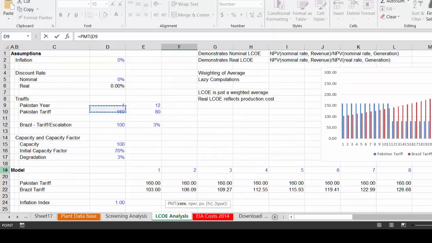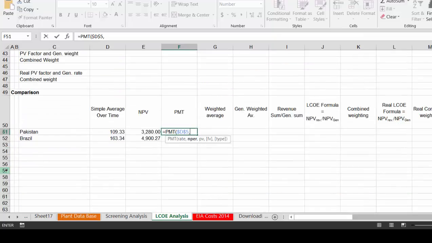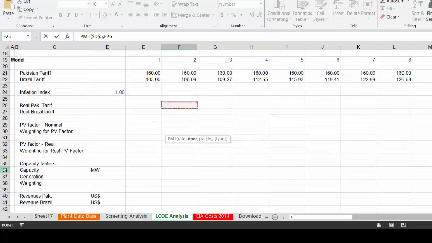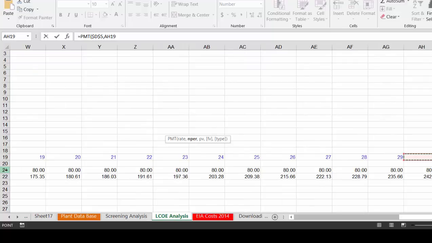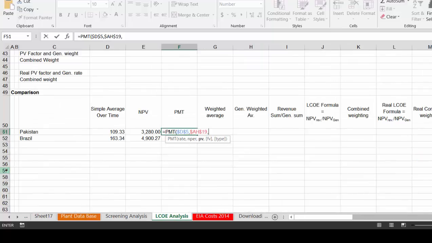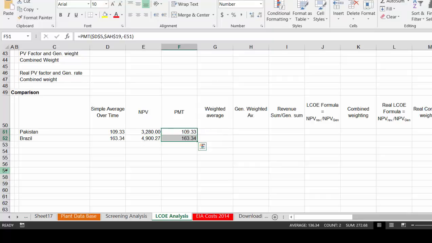discount rate, nominal discount rate, F4, and then how many periods do we have? We have 30 periods, F4, and then we put a minus on the NPV. Look, it gives us exactly the same as the simple average.